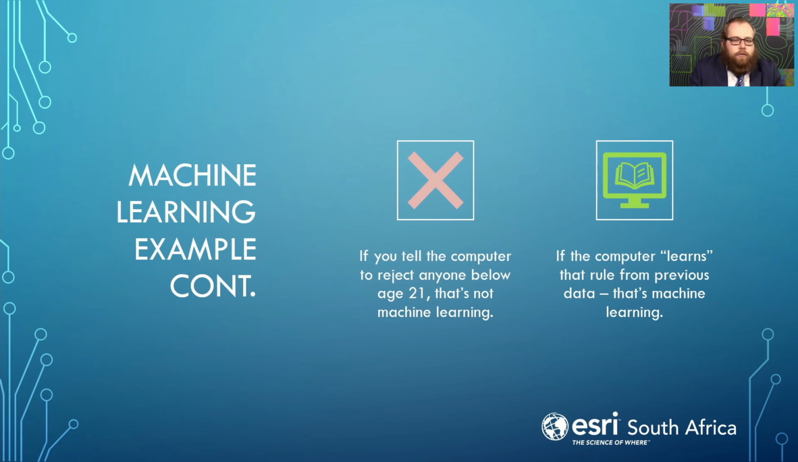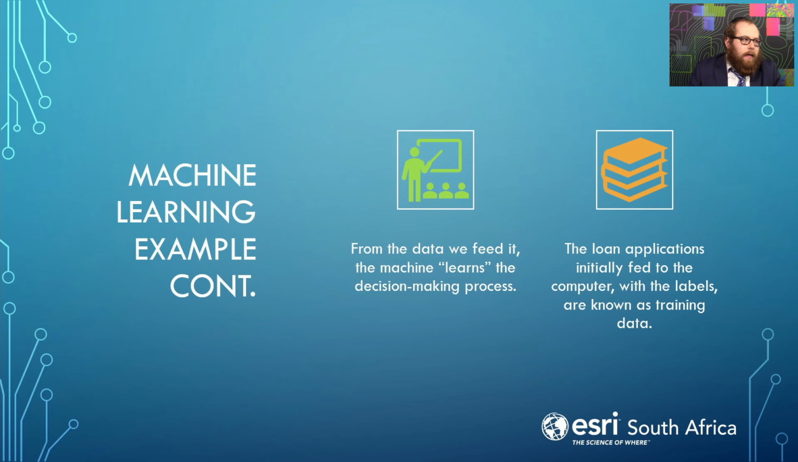On the other hand, if one feeds data to the computer of past applications, which have been hand-labeled as accepted or rejected by an expert, and the computer learns from that data set, and then whatever rules it learns, even if it learns that exact rule of under 21 reject, because that's the trend in the data, that's machine learning. It's using the data to learn the decision-making process. That's the underlying paradigm of machine learning. From the data we feed the computer, the machine learns the decision-making process.